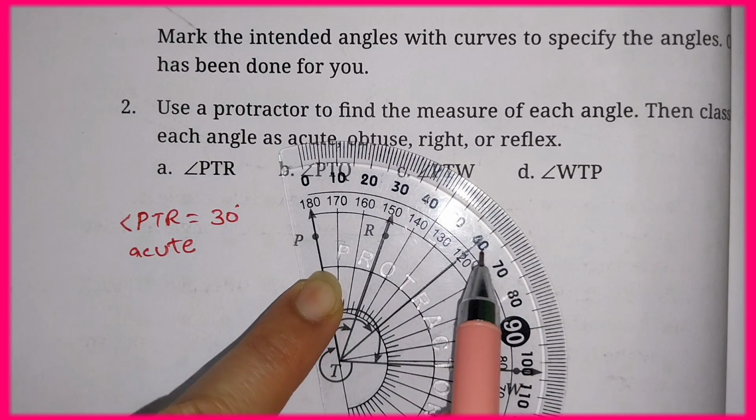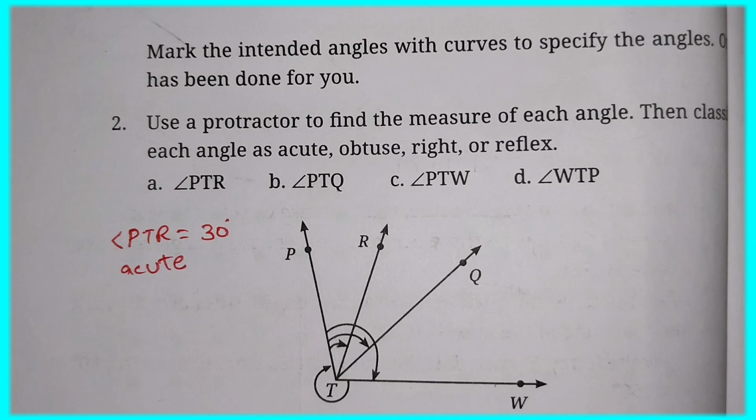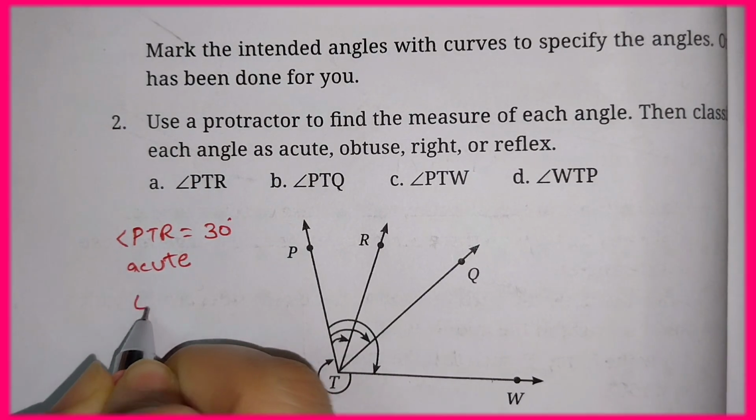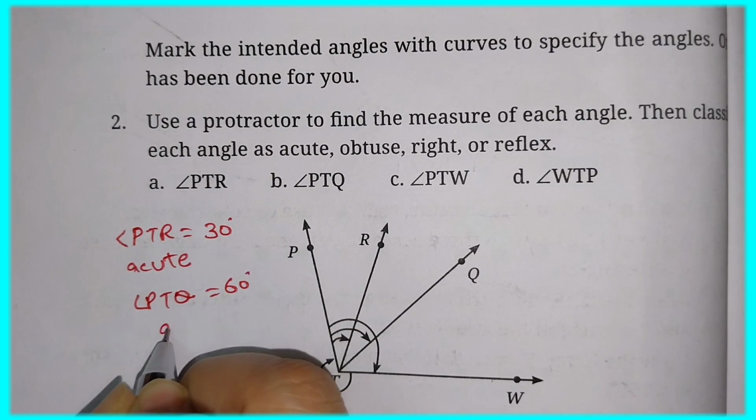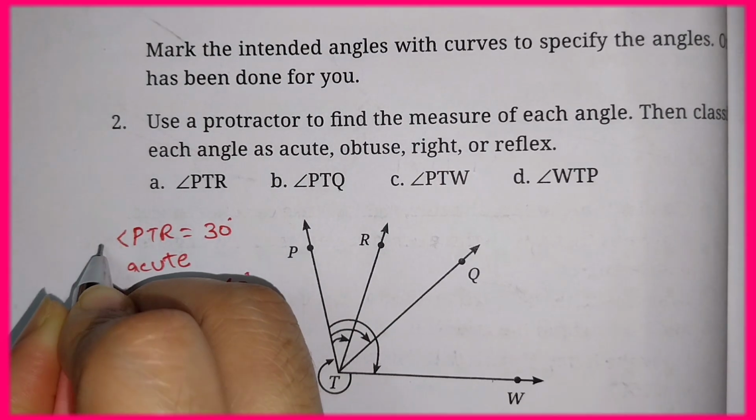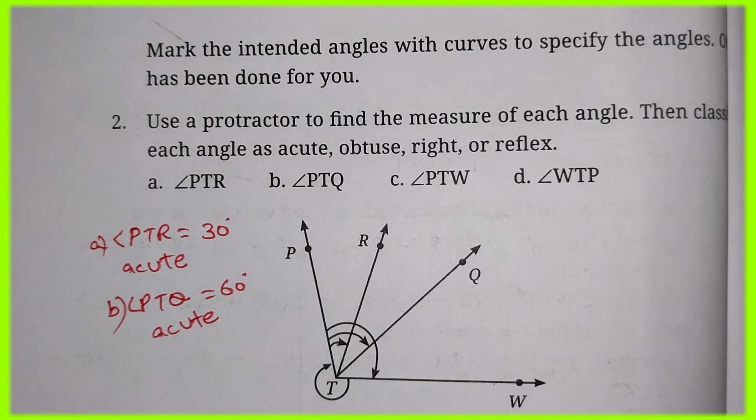Next B is angle PTQ. This is between line TP and line TQ. Using the protractor to measure, it is 60 degrees. Again, since 60 degrees is less than 90 degrees, this is also an acute angle.